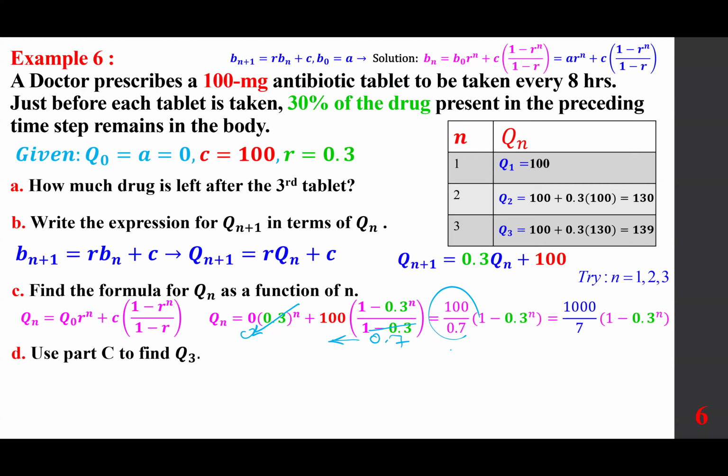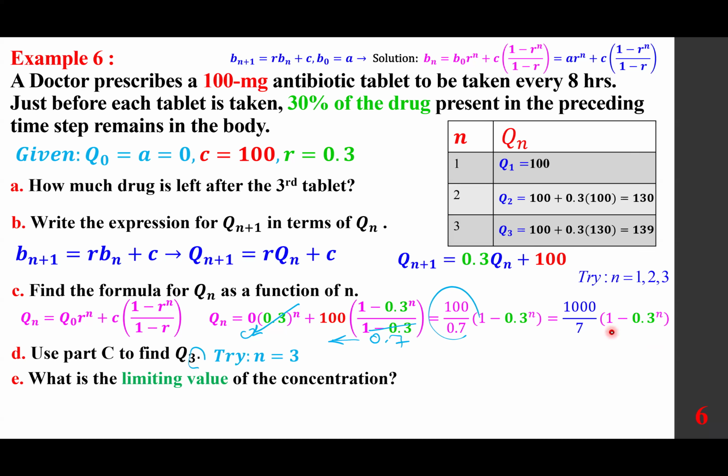Use part C to find Q sub 3. If you want to find Q sub 3, all you have to do is replace the n with number 3. In fact, I highly recommend you replace the n with 1, 2, 3. You get all those 3. This is for you to check it out. I would try 1, 2, as well as 3.